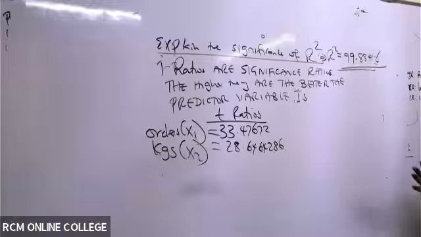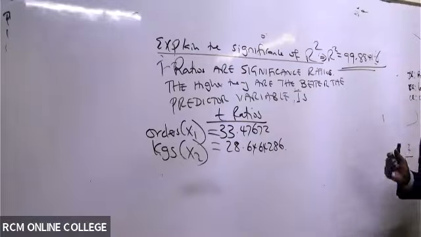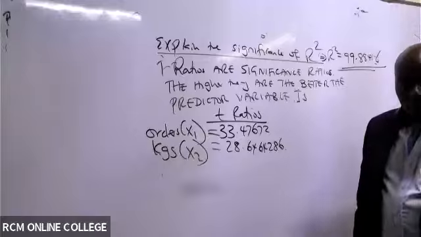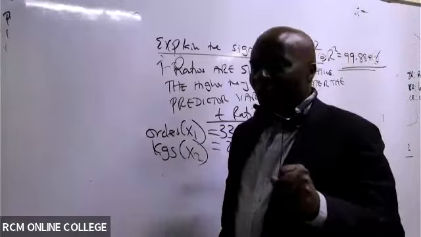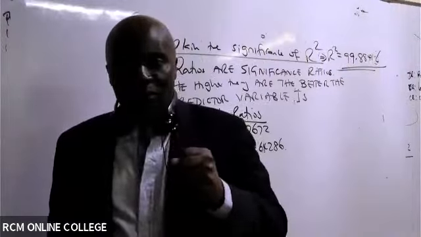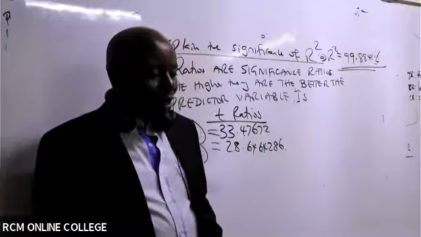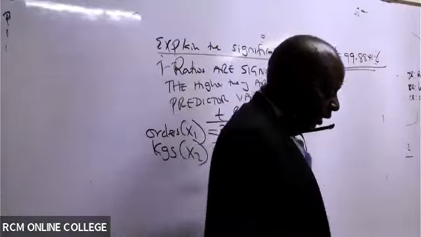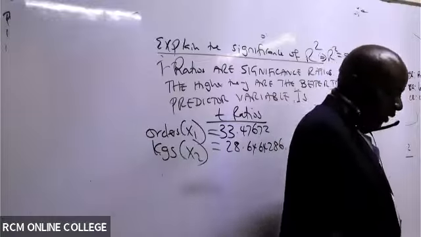So if push comes to shove and you're told to drop one of the variables, I can't drop number of orders because of their strength. So number of orders is more significant.